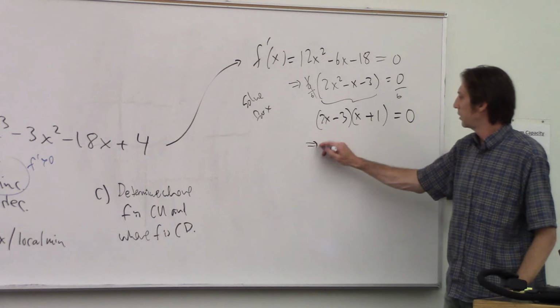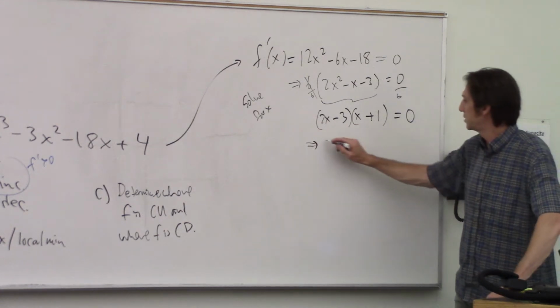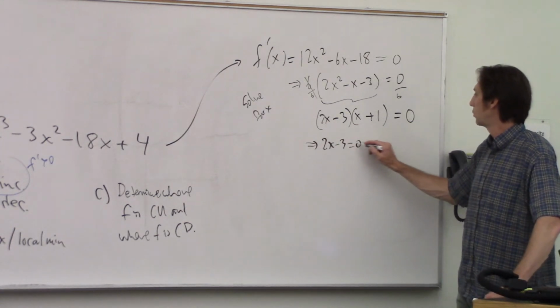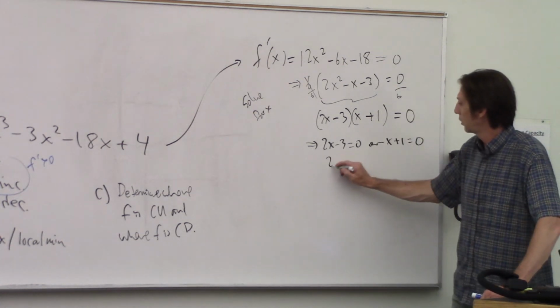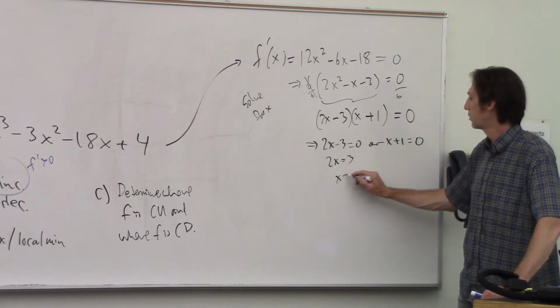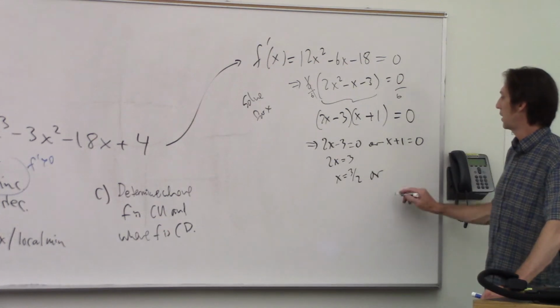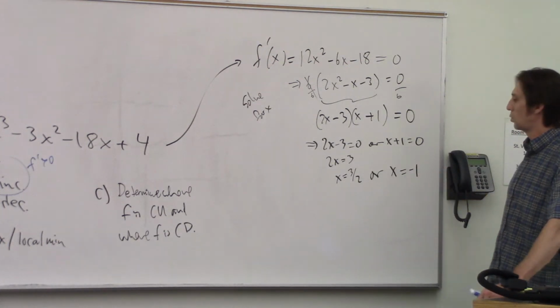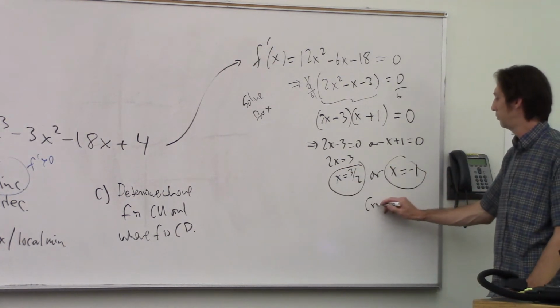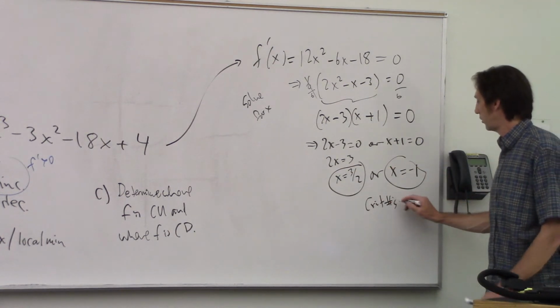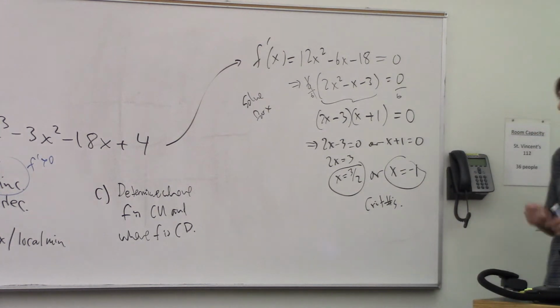When you have a product equal to 0, one of your two factors has to be 0, so you get 2x minus 3 equals 0, or x plus 1 equals 0. And so here you get 2x equals 3, or x equals 3 over 2. And the other option is that x equals minus 1. So these are my two critical numbers. In other words, these are numbers in the domain of the function where the derivative equals 0.